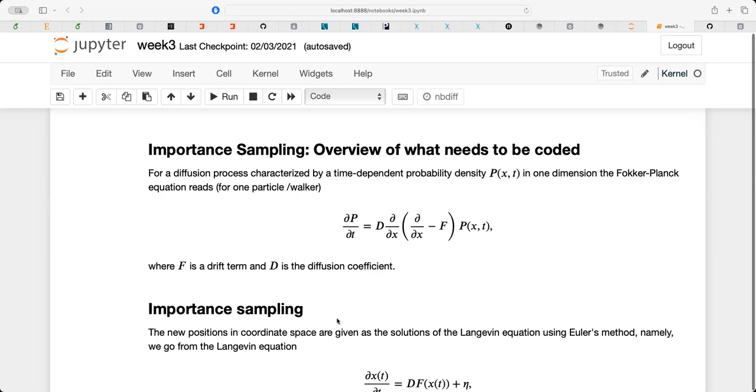And then you have a probability distribution, which, when you simulate long enough, should reach the most likely state. That is your stationary state. And that means that the probability distribution becomes time independent.